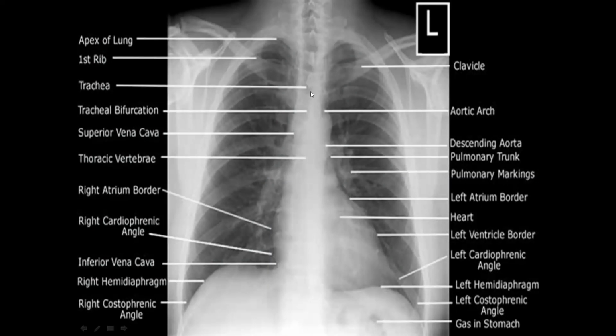You should be able to see the trachea, the tracheal bifurcation, the aortic arch. Then one very important thing is the costophrenic angles. I hope you're able to see how sharp they are. Then the right atrial border, the heart, the left atrial border, the pulmonary markings. So the things that I've mentioned are actually very important, so please take note of them.